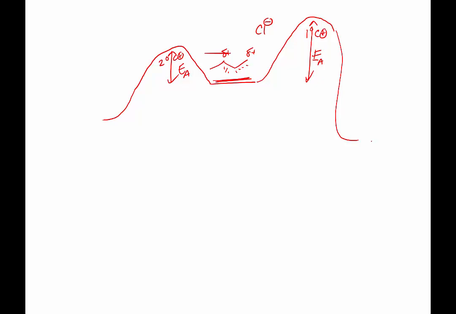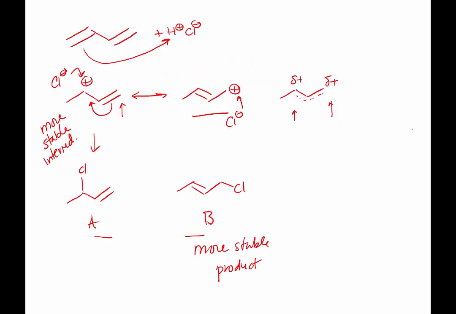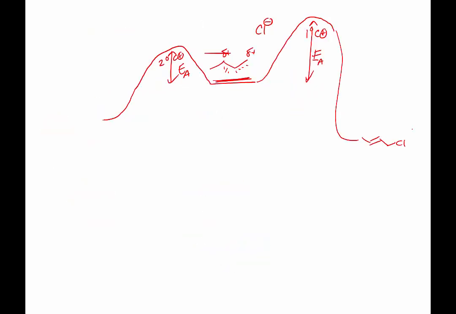because having the double bond internal and having the double bond terminal, this product is more stable than this product.